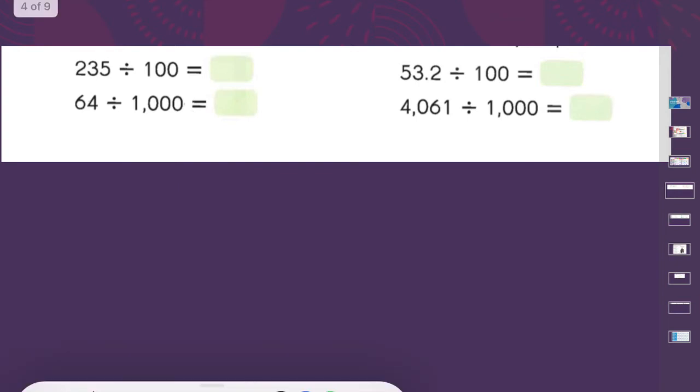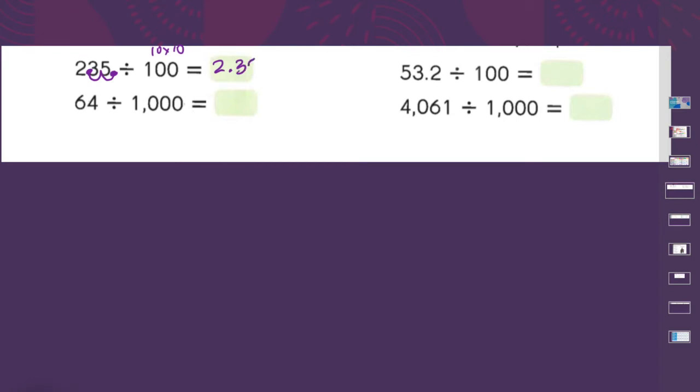Okay, so let's look at 235 divided by 100. My decimal point is after the 5, and so when I divide by 100, I know I'm going to be moving my decimal point 2 places to the left. 1, 2, because 10 times 10 is 100, and so the quotient would be 2.35.